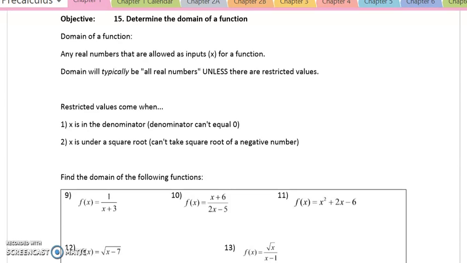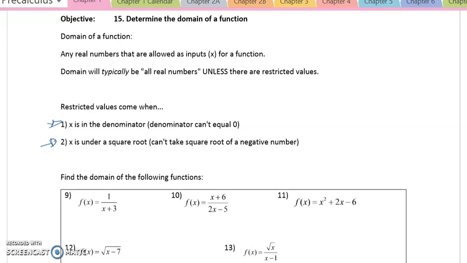Then see if these two scenarios apply, and you can start taking numbers out of the domain. So we assume that it's going to be all real numbers, and then the instances where it's not will follow one of these two. So if there's an x or your variable in the denominator, then you might have some restricted values because, of course, you can't divide by 0. So any values of x that make the denominator 0 have to be removed from the domain.